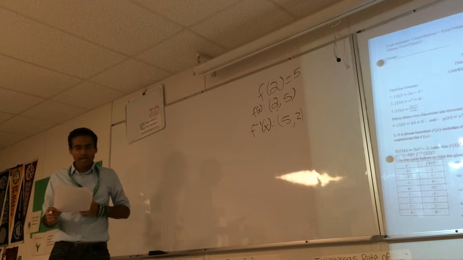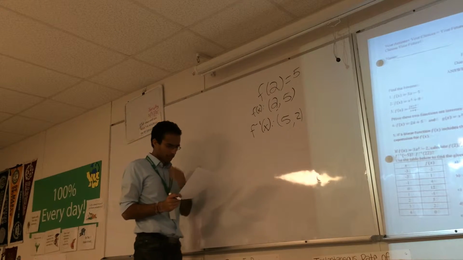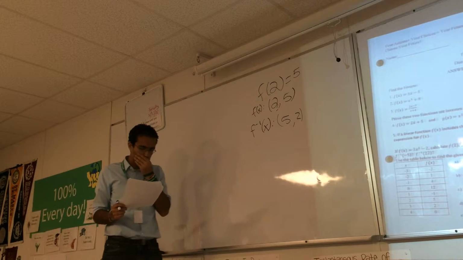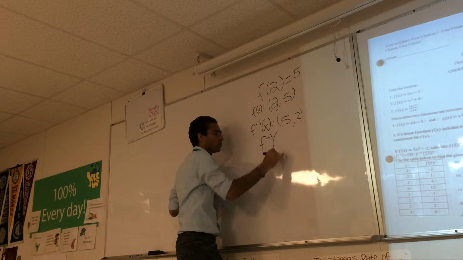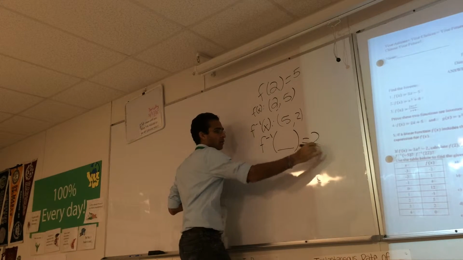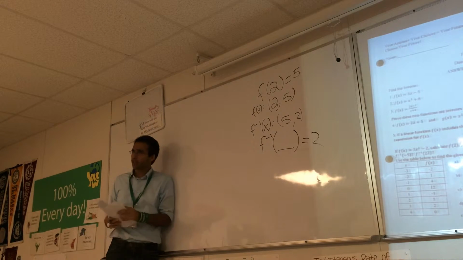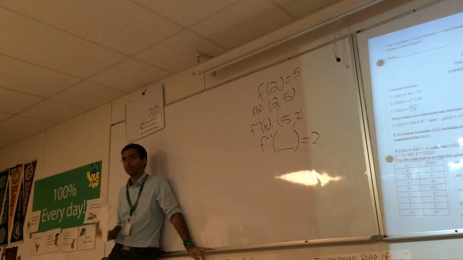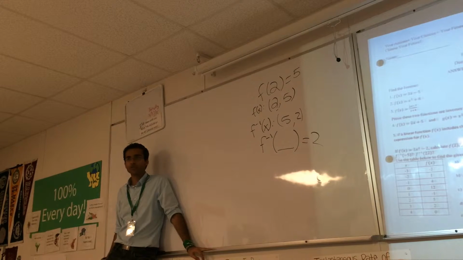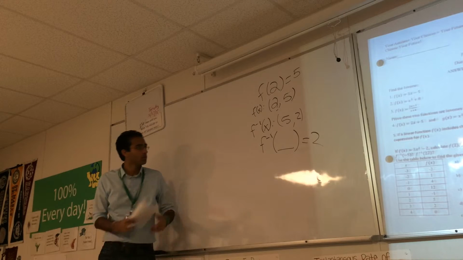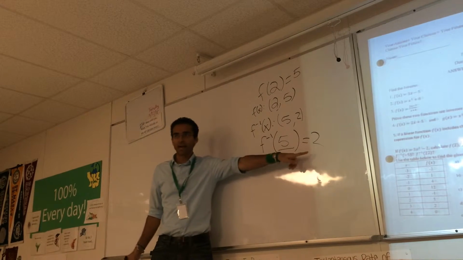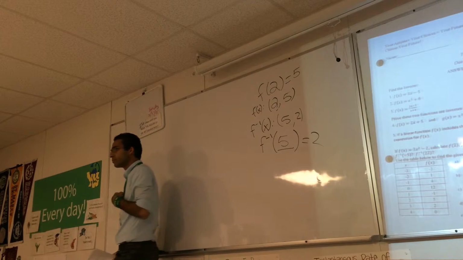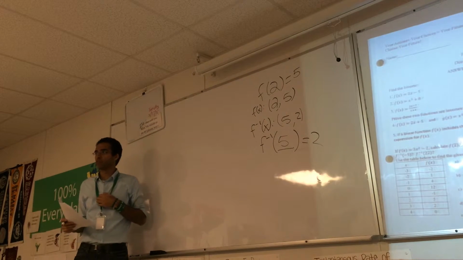Okay. What about the following question? What goes inside the blank? 5? Because when I plug in 5 on the inverse graph, I get 2.